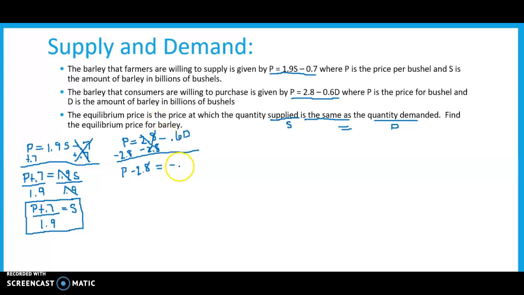Make sure you don't lose your negative. This was a negative 0.6D because it had been subtraction originally. Now, in order to get D all by itself, I do need to divide because these are multiplied. When I do that division, I include the negative so that the whole thing will cancel. So these guys cancel, and so I have D, the demand, is equal to the price minus 2.8 divided by negative 0.6.